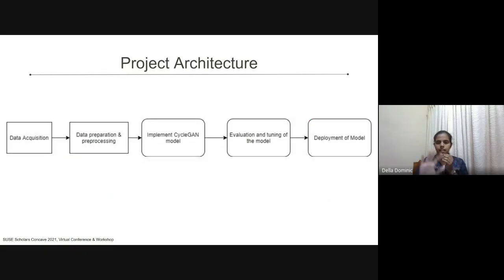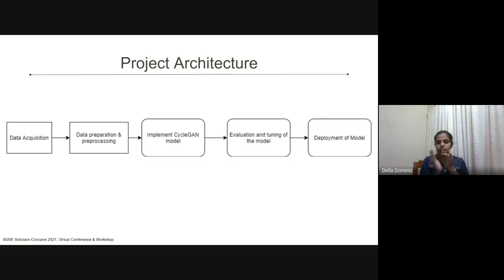Now the brief architecture of the project. The different steps involved in the project are, first, data acquisition, where data is collected, and secondly, data pre-processing and preparation, which is not a compulsory step, to be honest, in the case of unpaired data. But if it were paired data, there's a step called co-registration, wherein we have to align both the images, since we are comparing pixel to pixel.